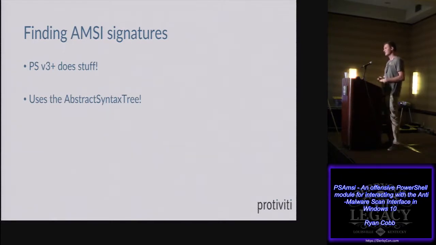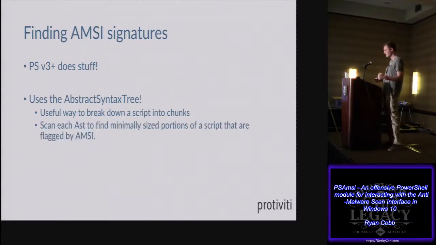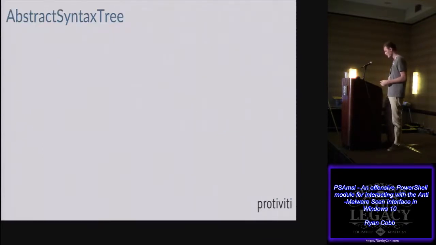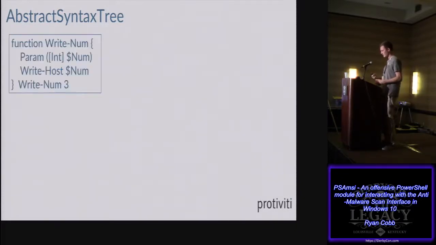We can do things like find all the malicious strings within a script that the anti-malware provider detects as malicious with this Find-AMSISignatures function. So how does it do this? It uses the abstract syntax tree. Again, PowerShell version 3 and up gives us that abstract syntax tree, which is used in various source code languages for representing and parsing source code. But for us, it's just a really useful way to break down a script into logical chunks, and we can scan each of those chunks using that PSAMC scanner class. We just have to find the minimally sized portions of that script that are flagged by AMSI as malicious, and that will give us our resulting signatures.